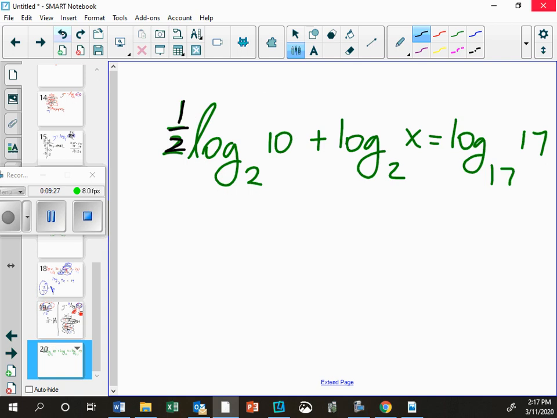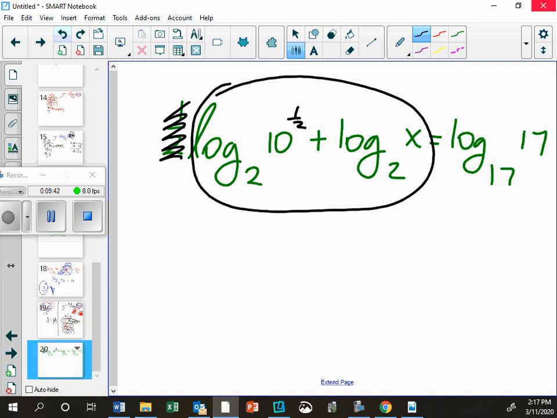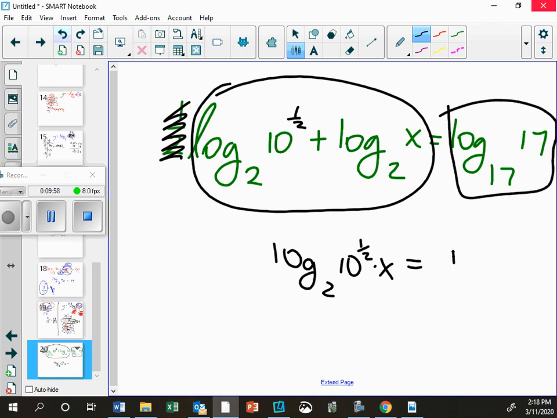That 1/2 can go up as a power on the 10. So I should have probably written it a little smaller. 10 to the 1/2, and then it's not here anymore. Why is that good? Because now those logs can be condensed together, and it's log base 2 of 10 to the 1/2. By the way, isn't it the same as the square root of 10? Yes, it is. X equals, and what's that? 1.